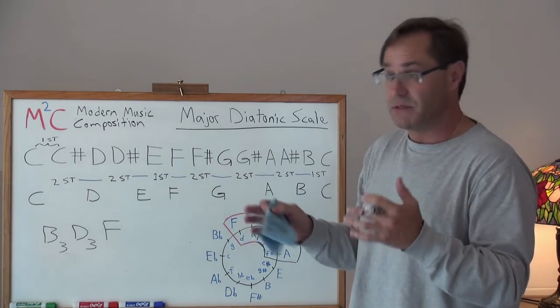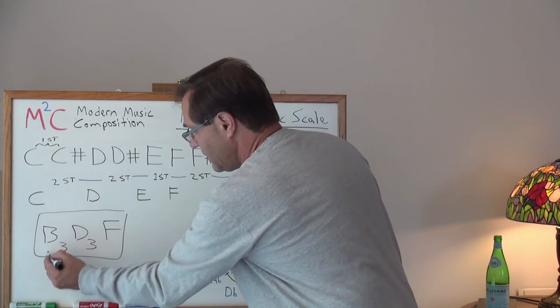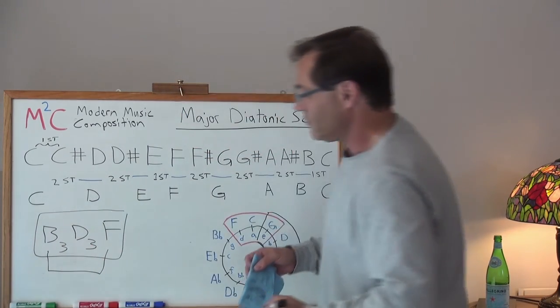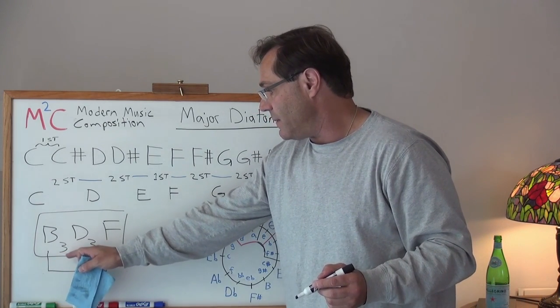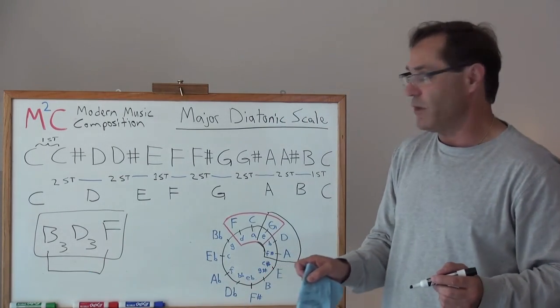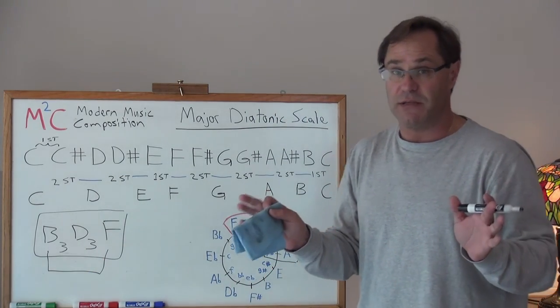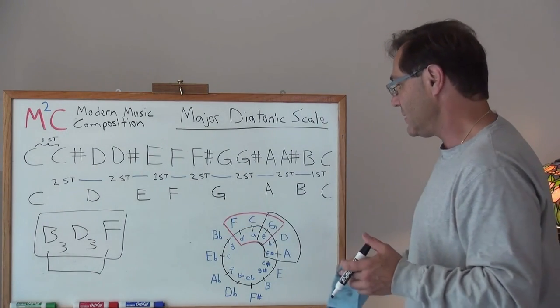Not all the time, but I'm just saying that because of its properties of the tritone between B and F, and the fact that it is 2 minor thirds for its intervals, it's just a unique structure. So a lot of times it's omitted. So it's good to understand that.